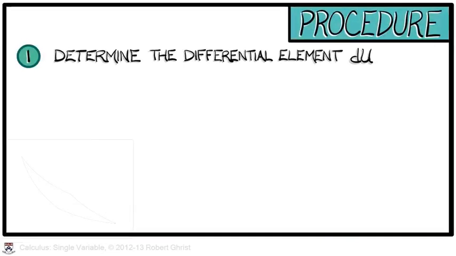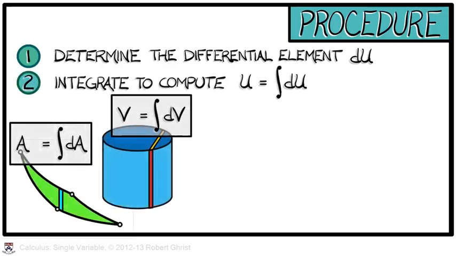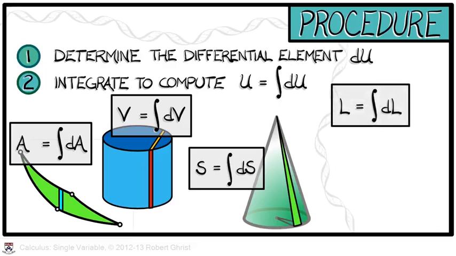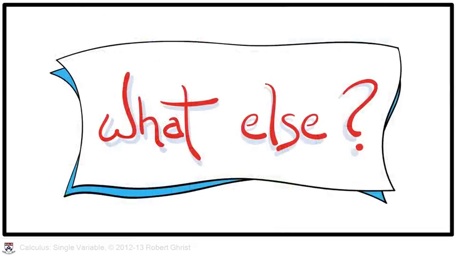By now, I'm sure you've discerned our procedure for computing the definite integral. First, determine the appropriate differential element, du, and then integrate to compute u. Now, we've done this in several contexts: area, volume, surface area, length, and work. The question remains, what else does this method apply to? There are many things. In this lesson, we'll take a look at a few.